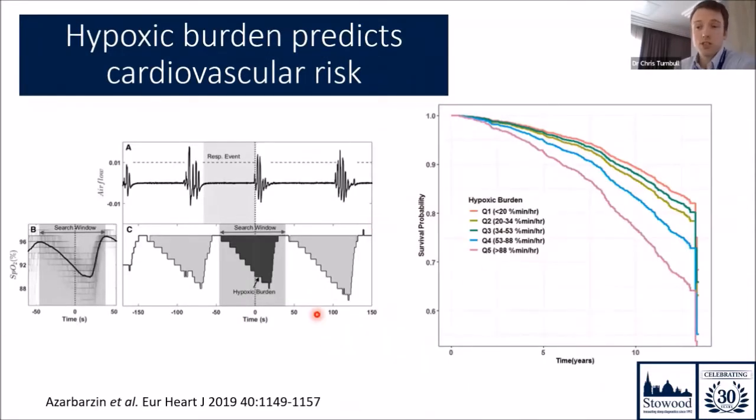And again, this is a slide I showed in my keynote debate. So this is looking at the extent of hypoxia overnight and showing that this is a better predictor than the AHI of cardiovascular disease. So what I mean by the hypoxic burden is the area above the desaturation curve. So this area here highlighted in grey, which is dependent on the length and depth of desaturations, and is also tied to respiratory events. So if a desaturation occurs without a respiratory event, it won't be counted. When you add that up over the night, the individuals in the highest quintile here in purple had markedly increased cardiovascular risk compared to other quintiles.